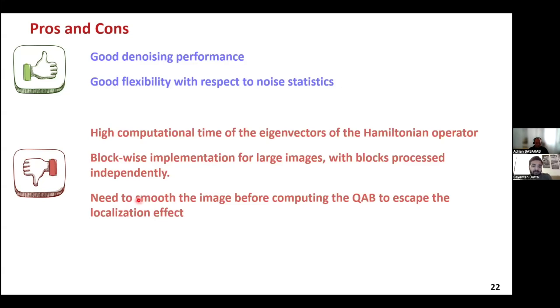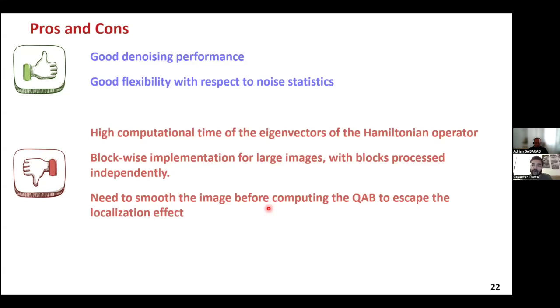And finally, there is the initial smoothing to escape from the localization effect. So there is also a big challenge, because we have to tune the parameter of the Gaussian smoothing, and then it can create some extra artifacts. So there can be some other effects as well if we do not tune the parameter properly. So you can see there are many external challenges as well.